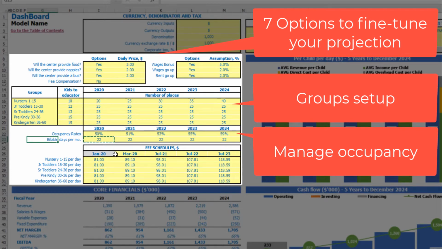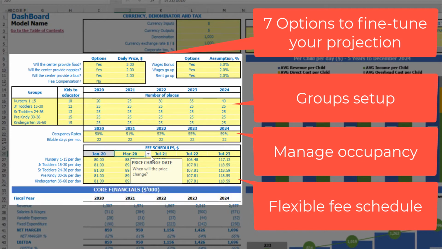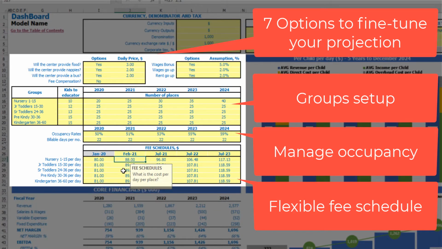And separately, you have the fee schedule for your groups. It means how much money you will take from one kid from this group in this particular time period. So you can set the price like 80. The next year, for example, you want to grow this price starting from, I don't know, February 21. So you can set $90 for example, and you additionally have 3 placeholders for the price growth by years.